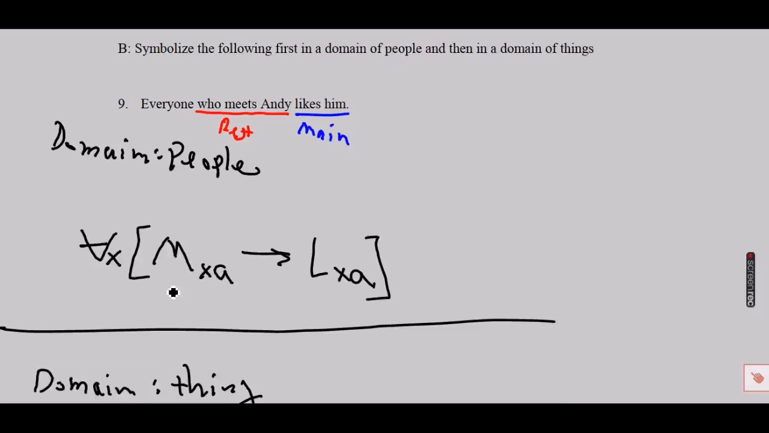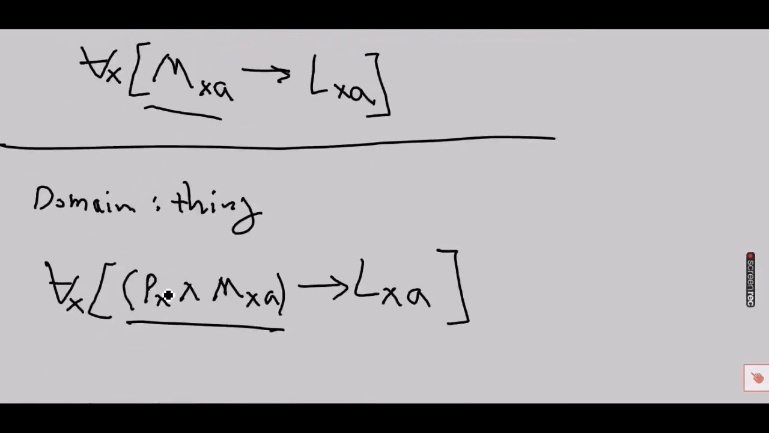But if you're using the domain of people, then you don't need to mention people. Obviously, if you're talking about people, so you just say for all x in the domain of people, such that if x meets Andy, right? Okay. So that's it for the first part.